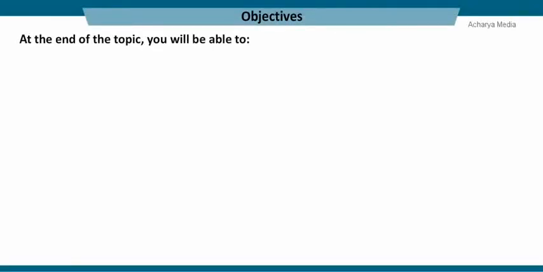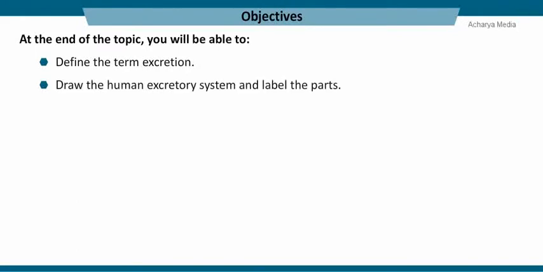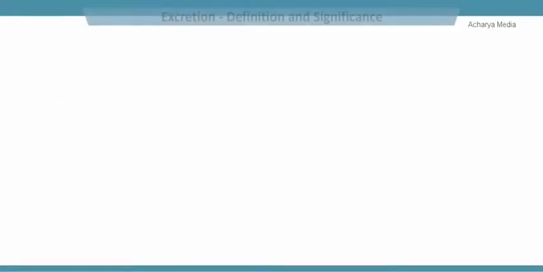At the end of the topic, you will be able to define the term excretion, draw the human excretory system and label the parts. Explain the structure of a nephron. Excretion, definition and significance.